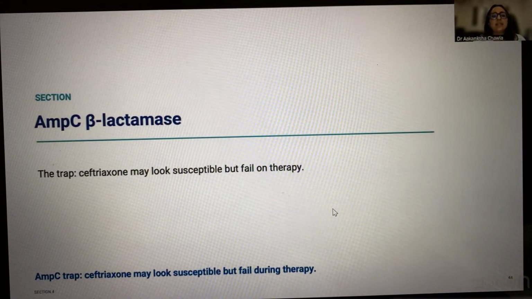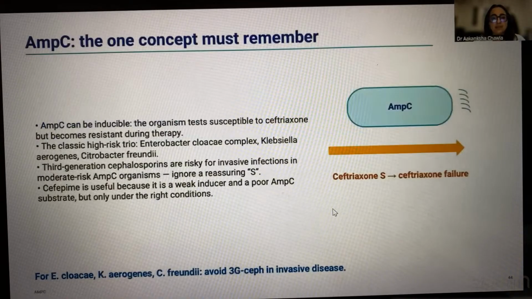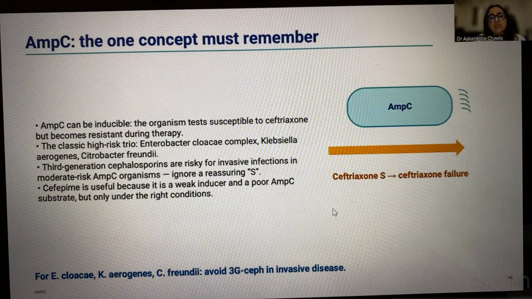After the ESBL, the next thing we're going to look at is the AmpC beta-lactamases. Ceftriaxone may look susceptible, but may fail on therapy, because AmpC can be inducible. The organism may be susceptible to ceftriaxone, but while on therapy, it will become resistant. Classically, it is seen with Enterobacter cloacae complex, Klebsiella aerogenes, and Citrobacter freundii. Third generation cephalosporins are risky for invasive infections in moderate risk AmpC producers. And cefepime is useful because it is a weak inducer and a poor AmpC substrate.